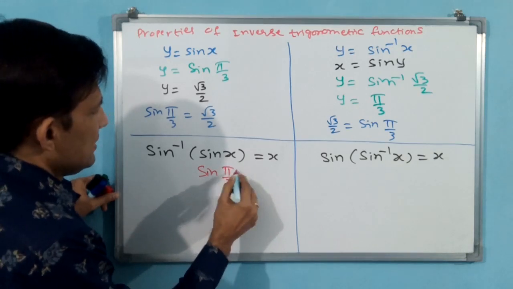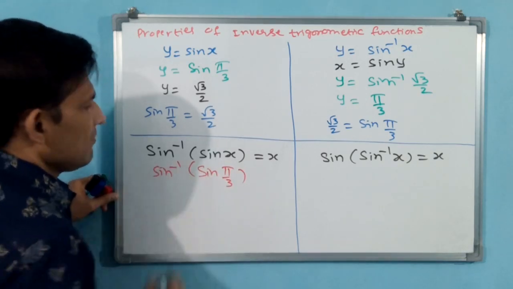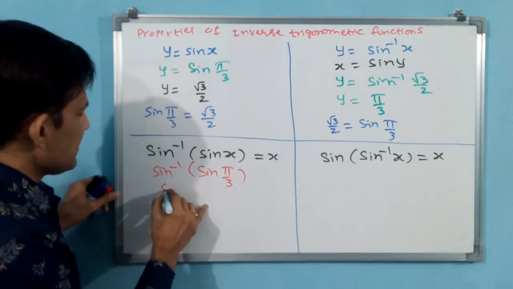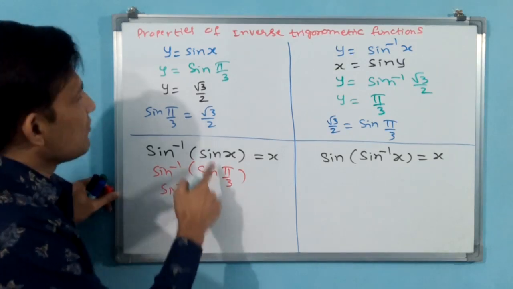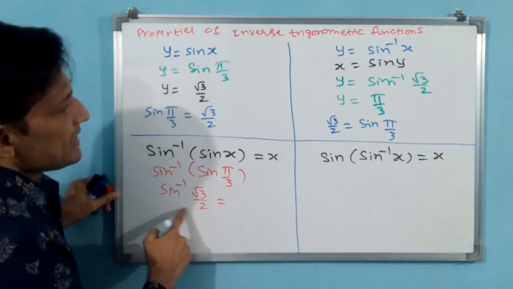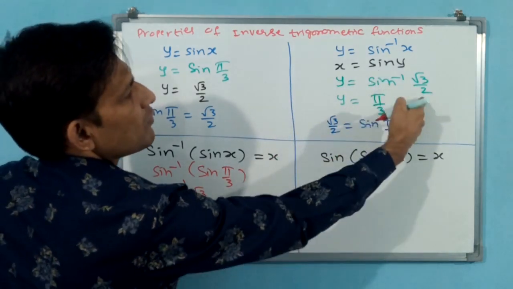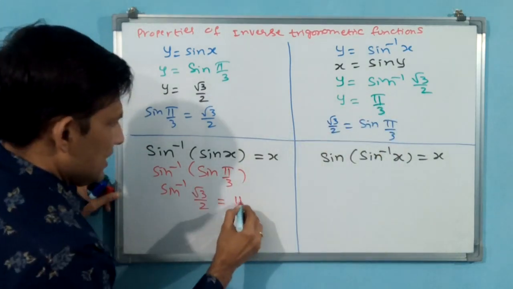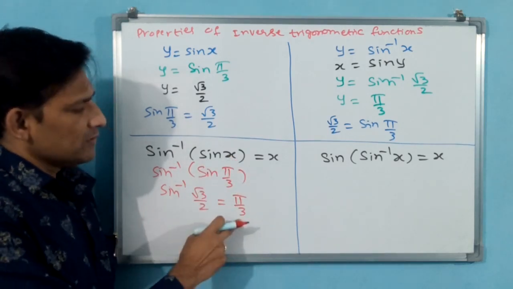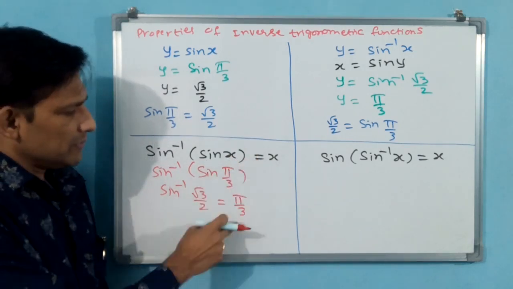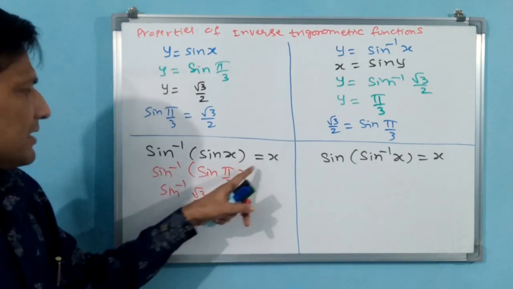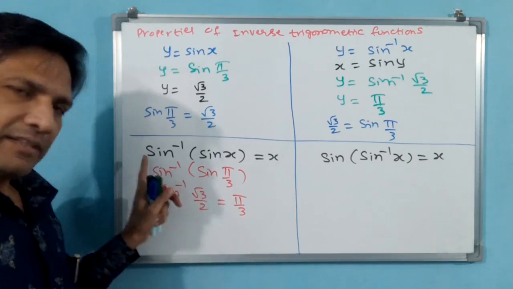Sin inverse of sin pi by 3. See, we have to prove the RHS. Sin pi by 3 means what? Root 3 by 2. Sin inverse of root 3 by 2 is pi by 3. See, earlier also x was pi by 3, and now finally the answer pi by 3 has come. We have taken x as pi by 3, and pi by 3 has come finally. That means this has been proved.